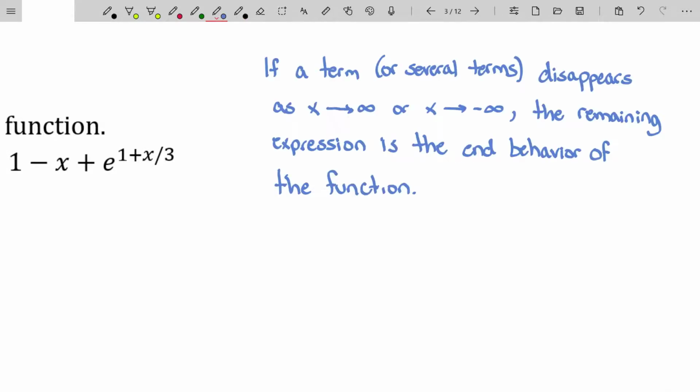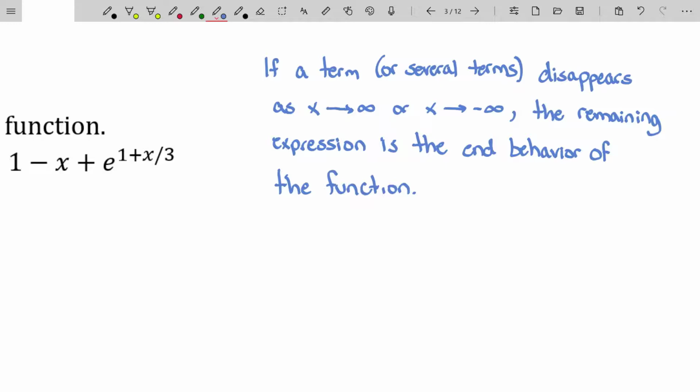So if you're given a function and if a term or several terms disappear as x goes to infinity or x goes to negative infinity, it doesn't have to be both, it could just be one. The remaining expression that doesn't disappear is really the end behavior of your function. And if that remaining expression is a linear function, then we would call it a slant asymptote or an oblique asymptote. If it's not linear, it still is the end behavior of your function. It's just kind of neat.